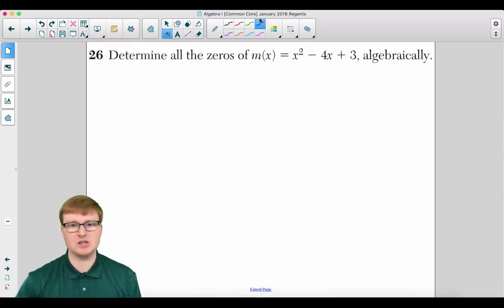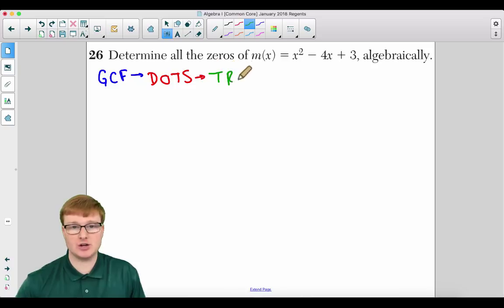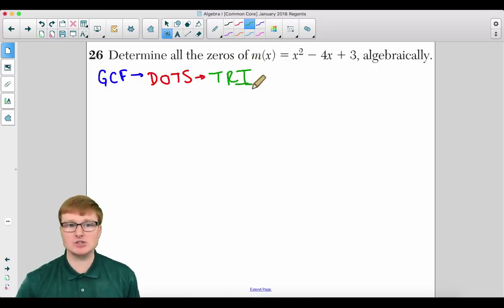Moving on to number 26. Determine all the zeros for m of x is equal to x squared minus 4x plus 3 algebraically. So, by now, we know that the order of factoring is GCF, followed by the difference of 2 perfect squares, followed by the trinomial method. By the way, I say difference of 2 perfect squares. It's really the difference of 2 squares, but I say perfect squares, just so you understand that.